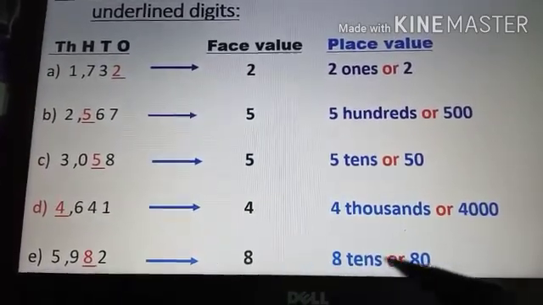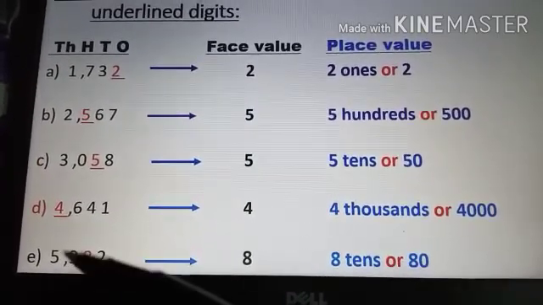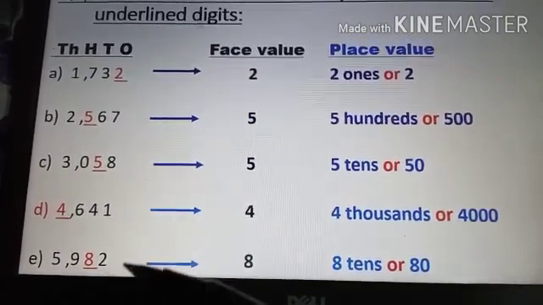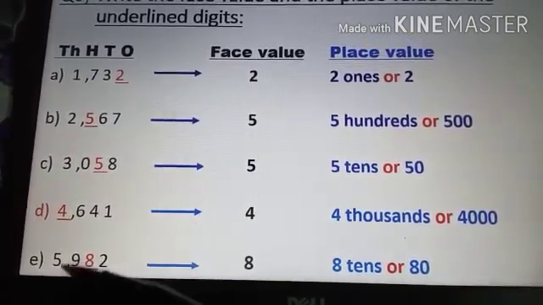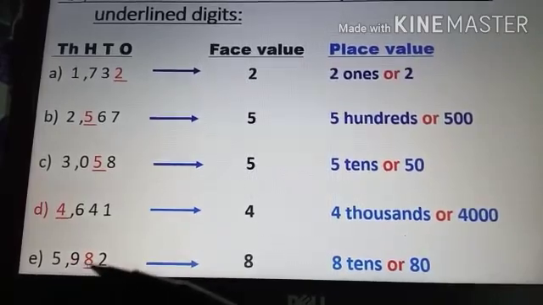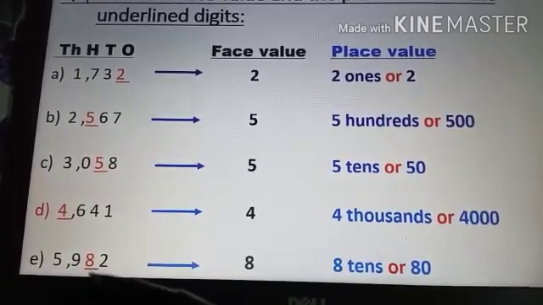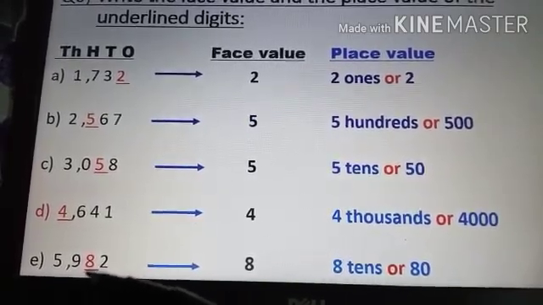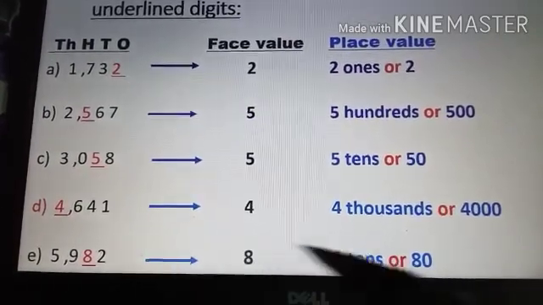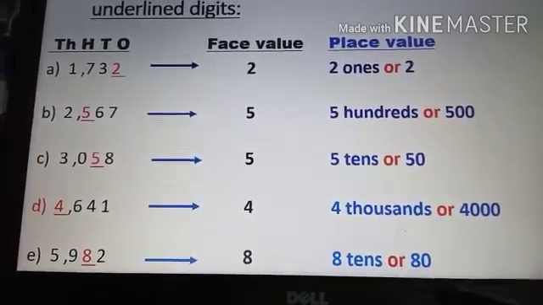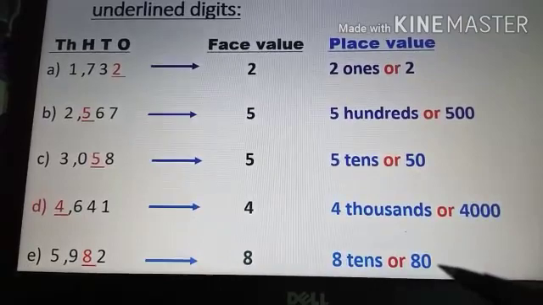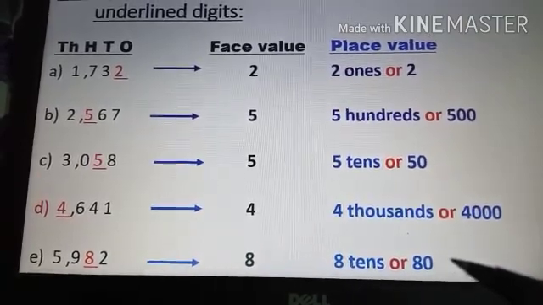Okay. Now to get the place value, we read the place values: ones, tens, hundreds, thousands. So 8 is placed at what position? Yes, 8 is placed at tens position. So we write here 8 tens, or you may write 80. I hope you understand, children.